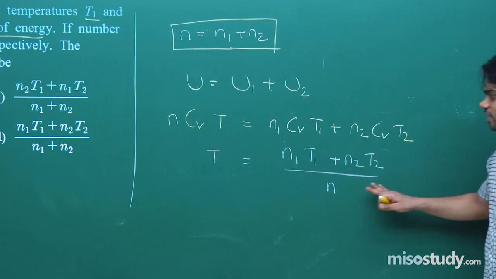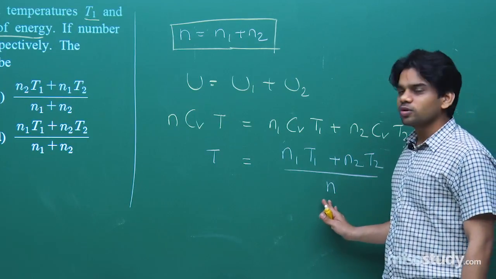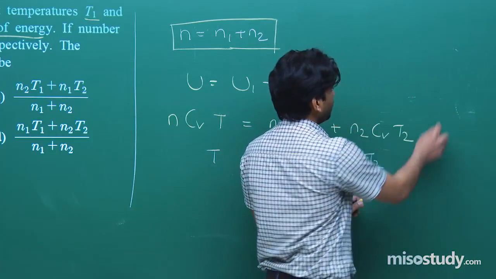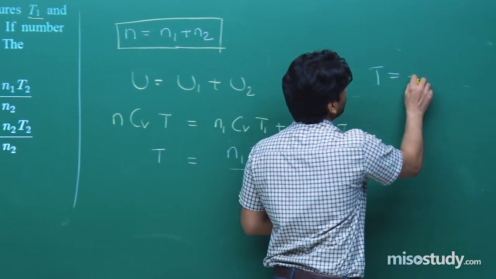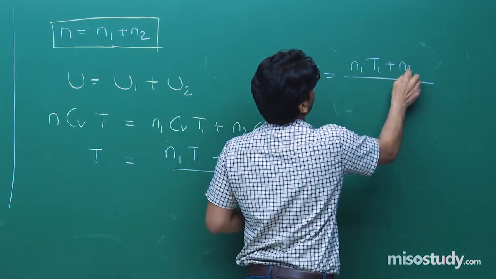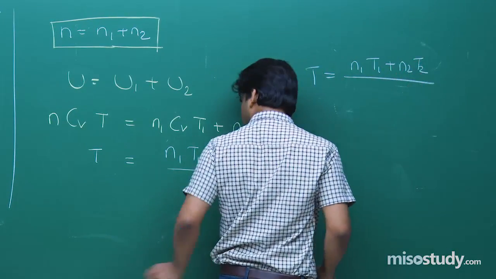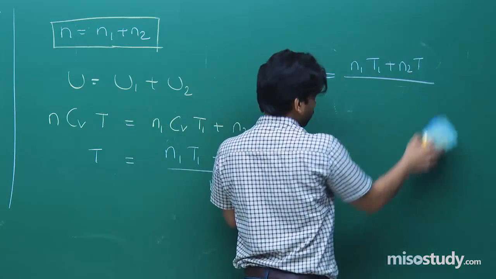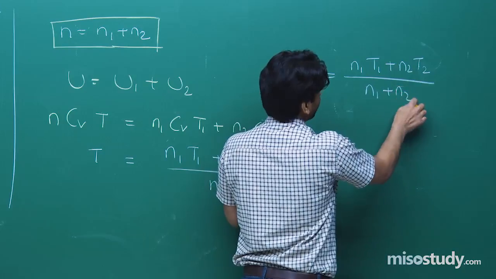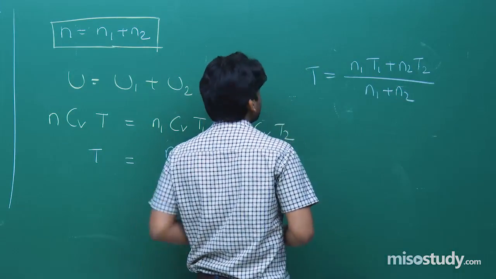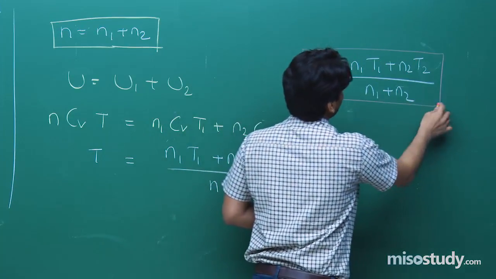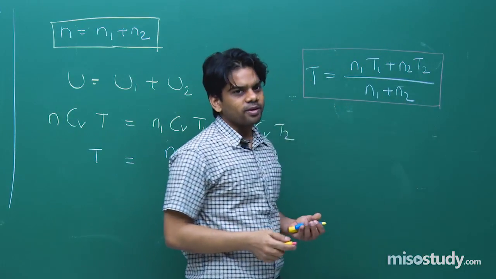Okay, now you see the result we have arrived at. Now you have to substitute the value of N as N1 plus N2. So the final value of temperature will be equal to N1 T1 plus N2 T2 divided by N1 plus N2, because N is equal to N1 plus N2. That is what we have already noted down. This is the value of temperature: N1 T1 plus N2 T2 divided by N1 plus N2.